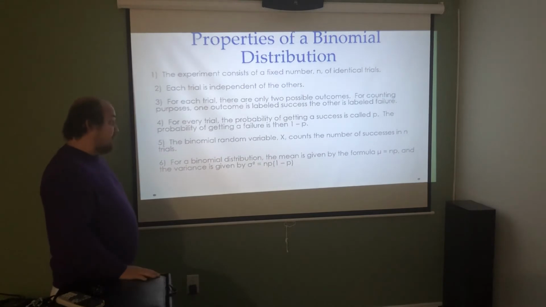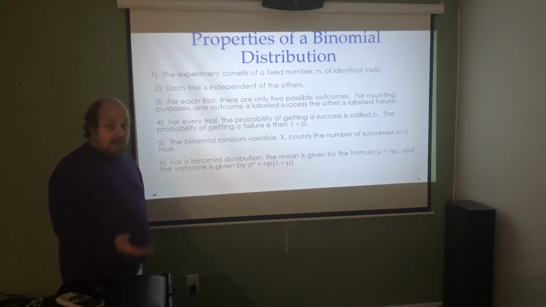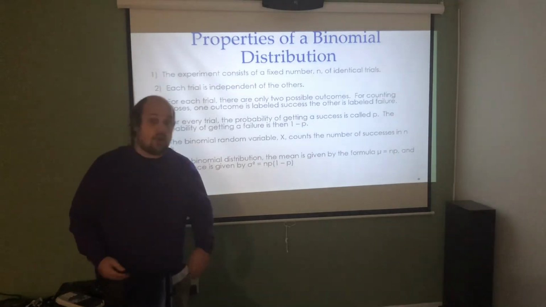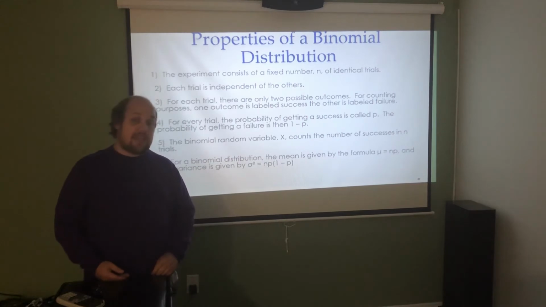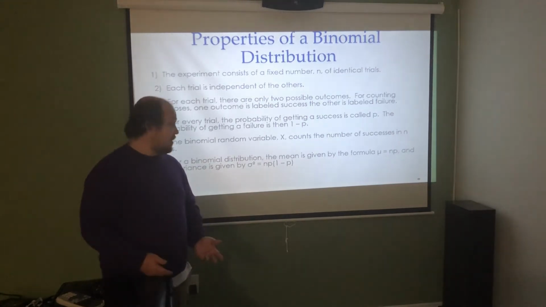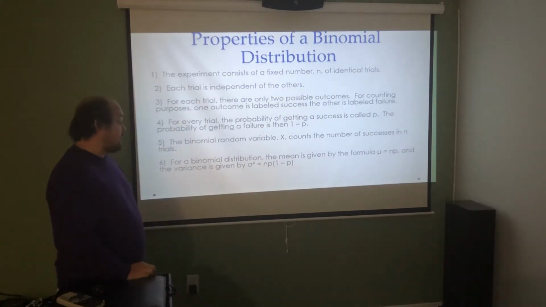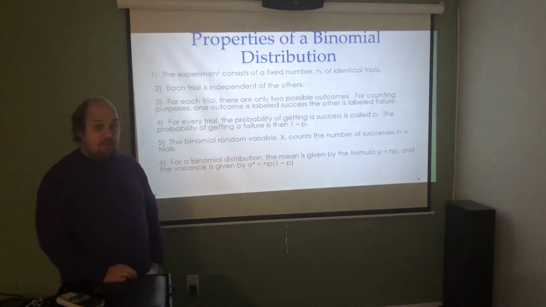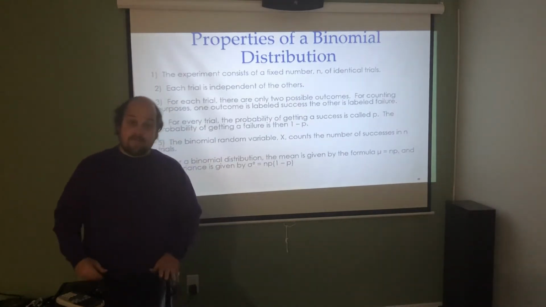Finally, for a binomial distribution, the mean is given by the formula, the mean equals n times p, and the variance is given by the formula sigma squared equals n times p times 1 minus p. Whenever we have a formula for variance, we can always get to standard deviation just by taking the square root. So if I wanted the standard deviation, it would be the square root of n times p times 1 minus p.